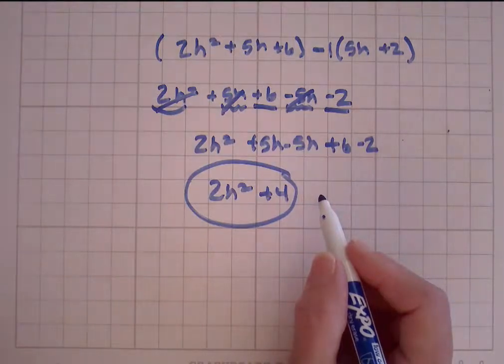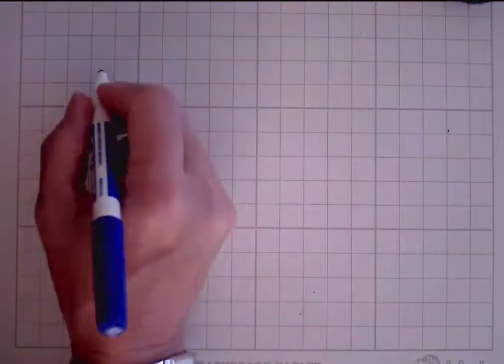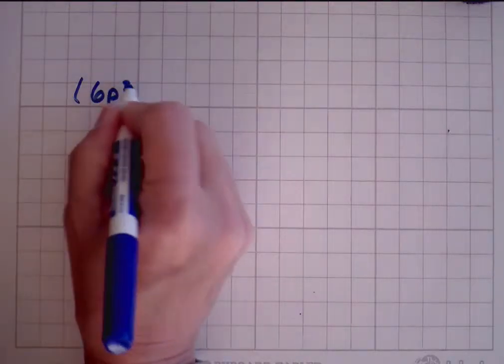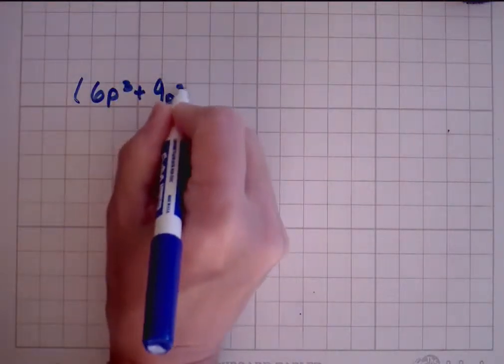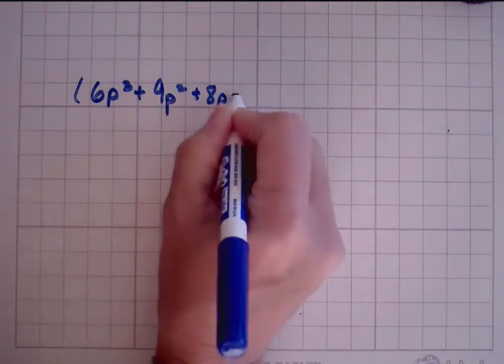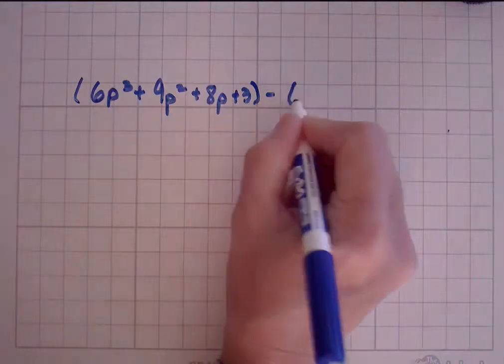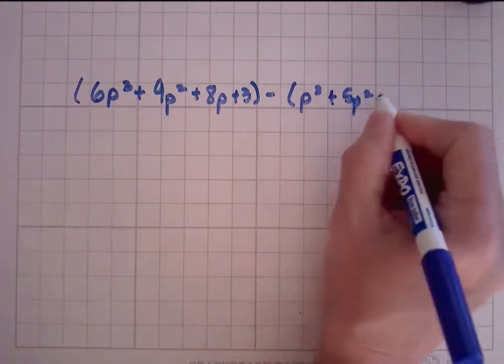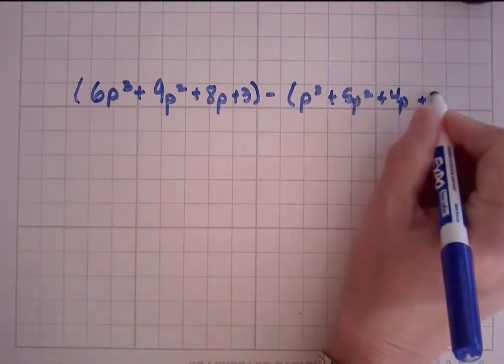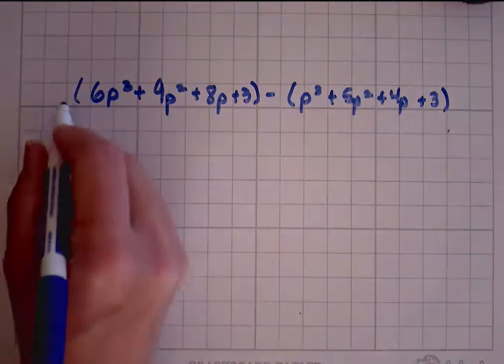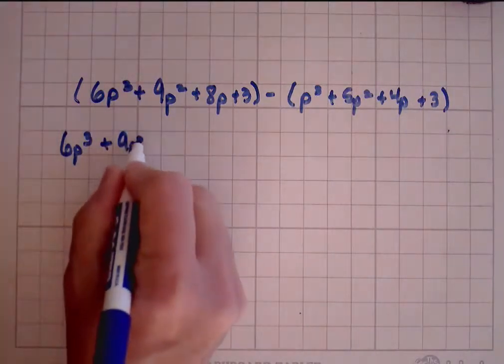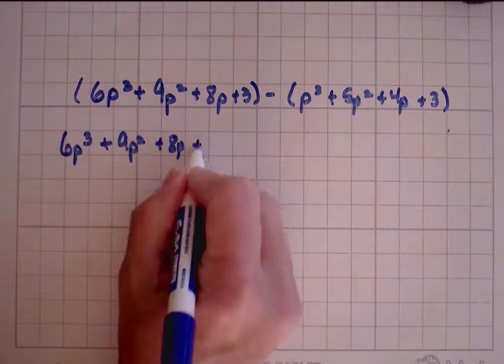One last problem just to make sure. Let's make it a big, ugly one. Let's start over here since there's a lot we're going to do. 6p cubed plus 9p squared plus 8p plus 3 minus p cubed plus 5p squared plus 4p plus 3. Okay, there's a 1 in front of this one, so I can simply remove it from the parentheses. 6p cubed plus 9p squared plus 8p plus 3.